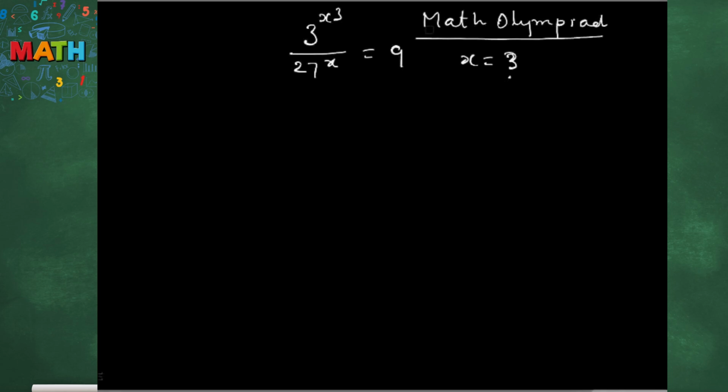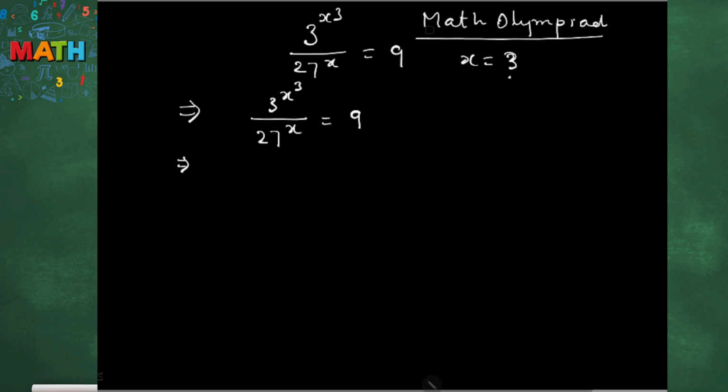This is a Math Olympiad question. So let's solve this. We need to find the value of this. So this is the equation. Let me rewrite it: 3x to the power x cube, 27 to the power x is equal to 9. How do you solve it?